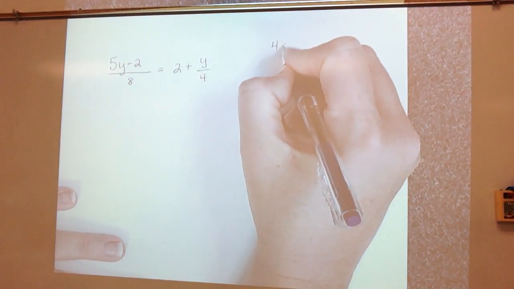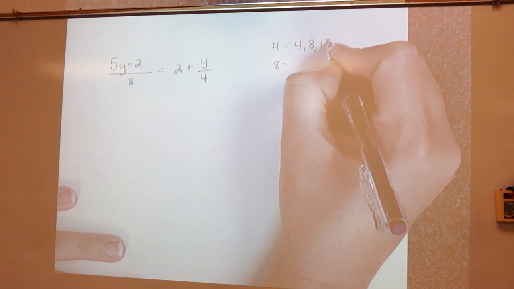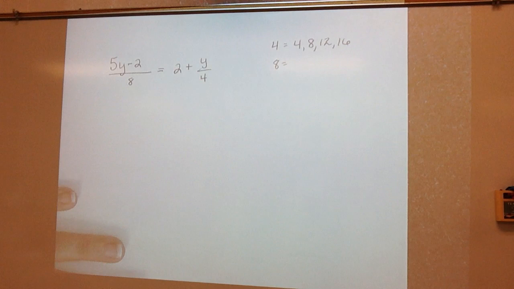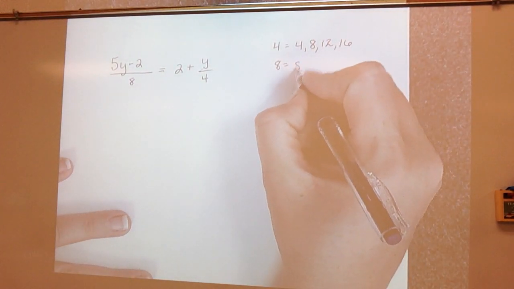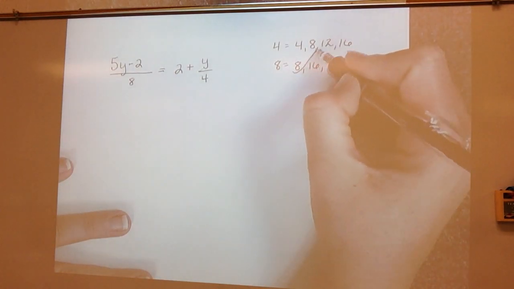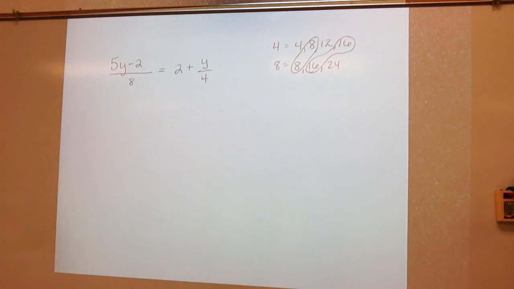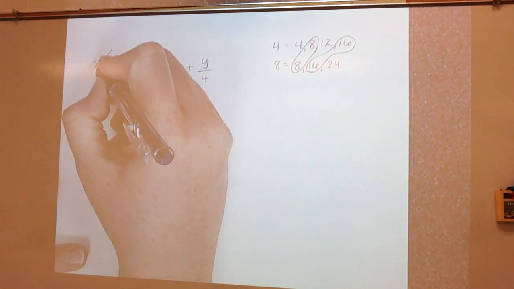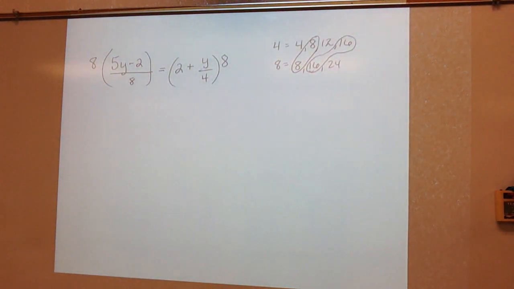Guys, if I find the least common denominator here, remember that is simply writing down things they have in common. So 8, 16, 24. Look at what they have in common here. The smallest one is 8. So I'm going to multiply everything through by 8. I've got to multiply both sides by 8. Alright, so I can do that now.